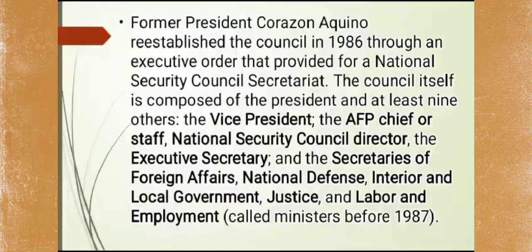This means that the military is ultimately answerable to the country's elected civilian leaders. Former President Corazon Aquino re-established the Council in 1986 through an executive order that provided for a National Security Council Secretariat. The Council itself is composed of the President and at least 9 others: the Vice President, the AFP Chief of Staff, National Security Council Director, the Executive Secretary, and the Secretaries of Foreign Affairs, National Defense, Interior and Local Government, Justice, and Labor and Employment, called ministers before 1987.